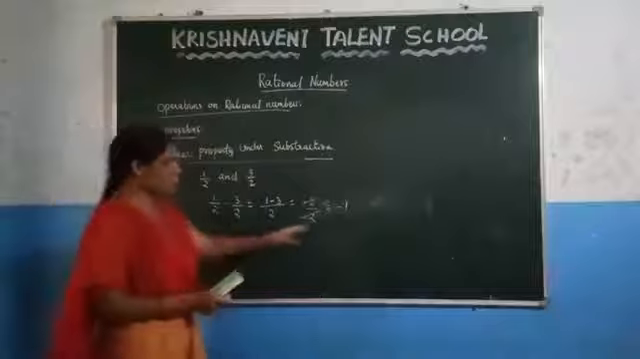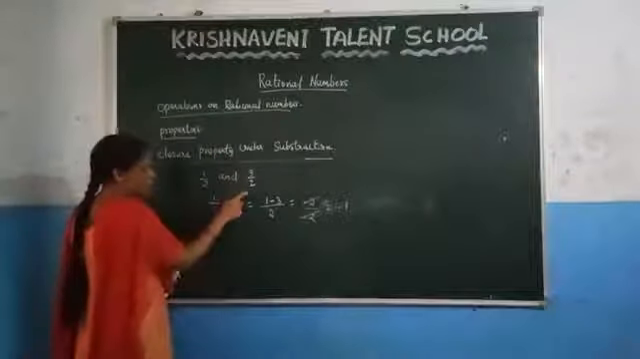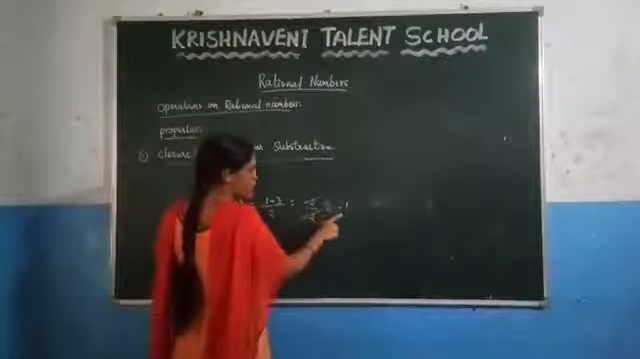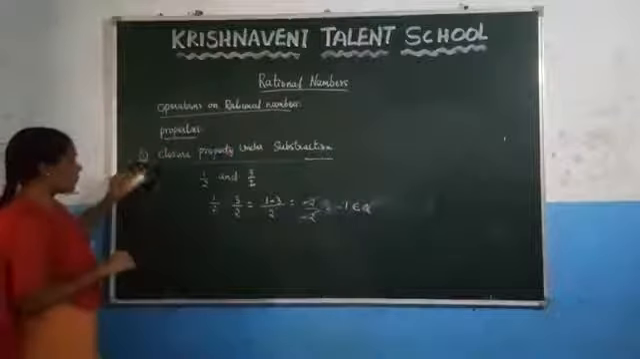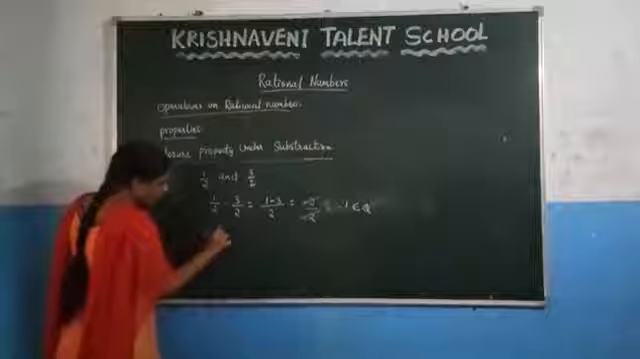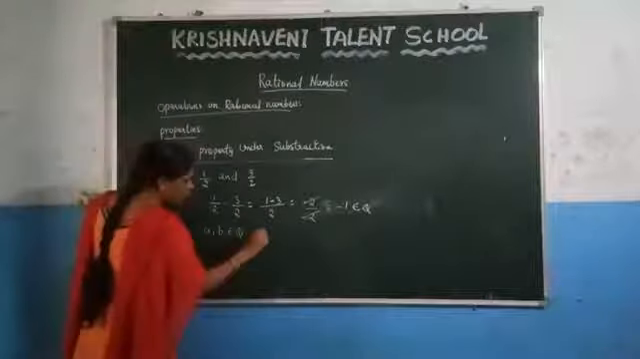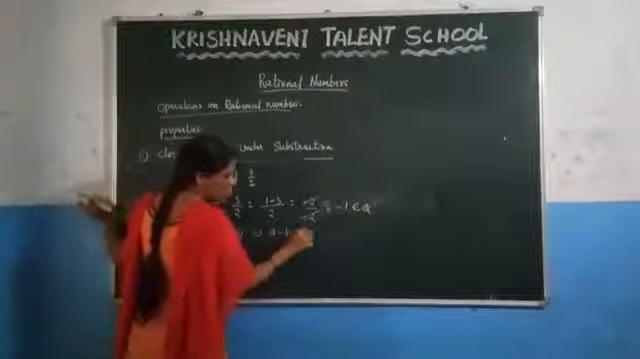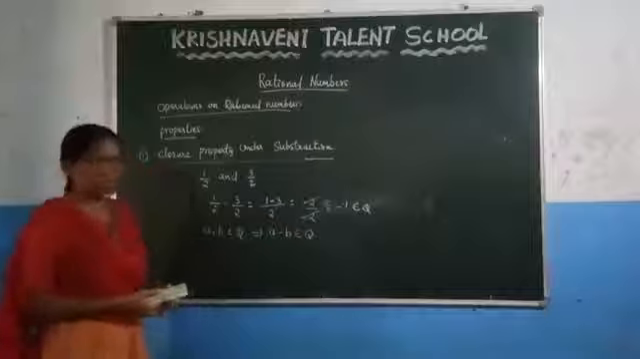You know that minus 1 is a rational number. So if you subtract two rational numbers, you get a result that is also a rational number. This one belongs to the rational numbers. So the closure property holds good under subtraction. How do you define it? Let us consider two rational numbers a and b. Then this statement says a minus b also belongs to Q. So we can say that the closure property holds good under subtraction.